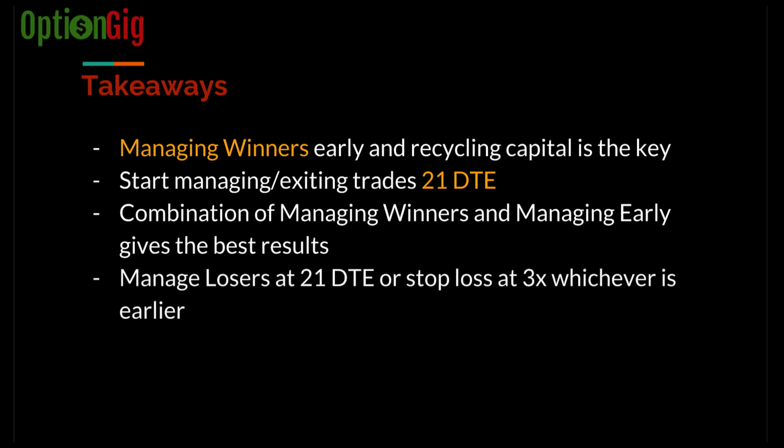Managing losers at 21 days to expiration or putting a stop loss at 3x, whichever is earlier, again gives us the best results for our portfolio profitability.